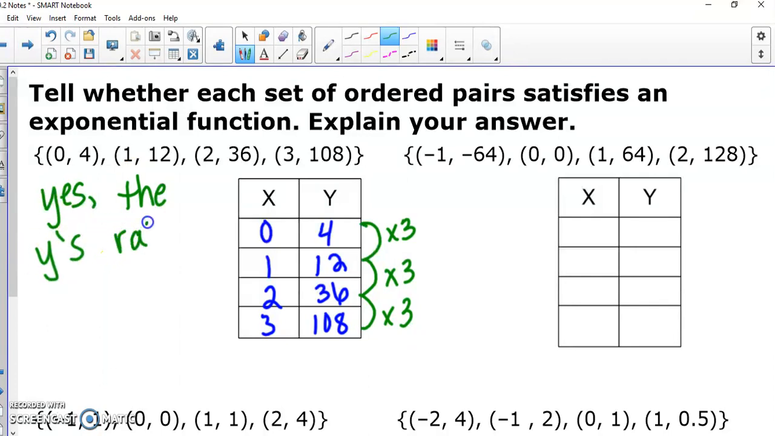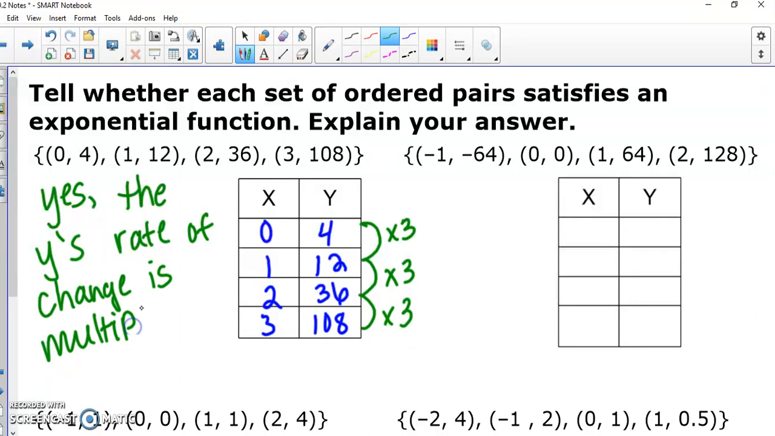The rate of change in the y's is multiplied by 3. Okay, so it's always got to be multiplication in the y's in order to be an exponential function.